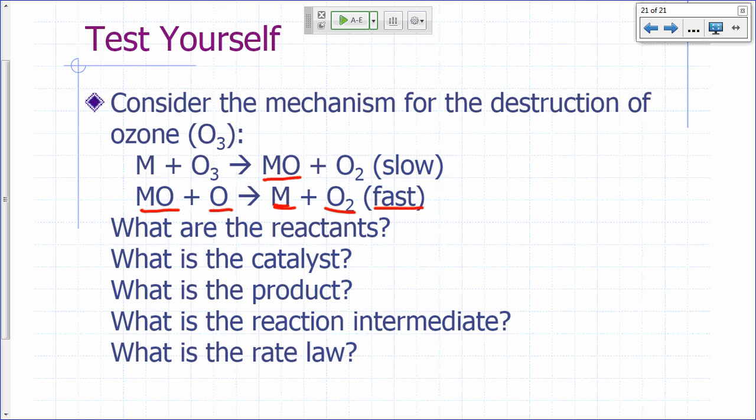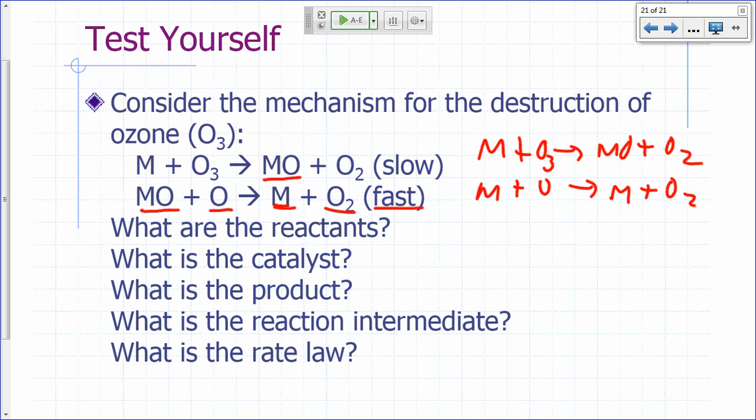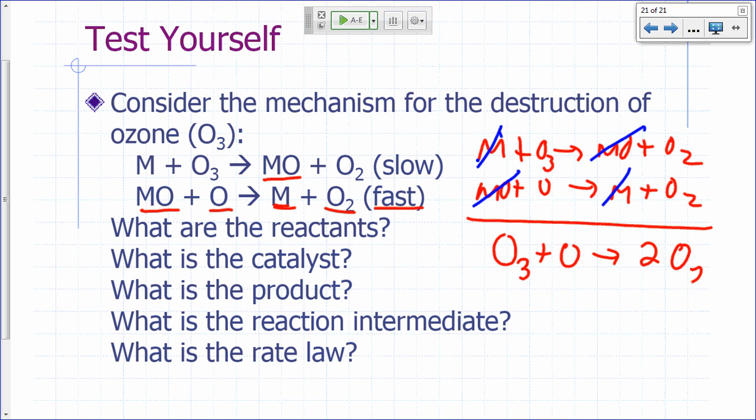Okay. So if this was the mechanism, what's your overall reaction? M plus O3 gives you MO plus O2, and then MO plus O gives you M plus O2. If I add these two up, what do I get? Your MO cancels out, right? And your M cancels out. So the net reaction that you're getting here is what? O3 plus O gives you two O2s, right? That's your overall reaction. So in this mechanism, what are the reactants? O3 and O, right? Those are your reactants.